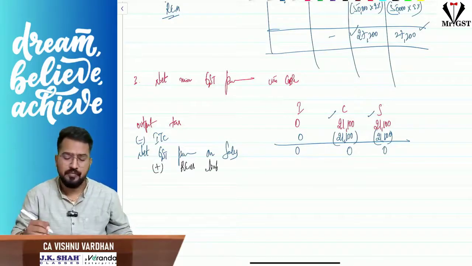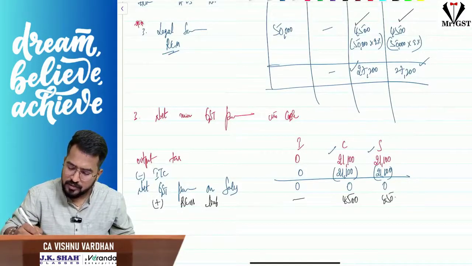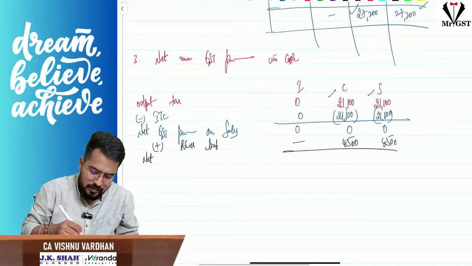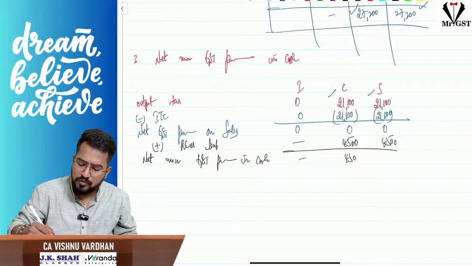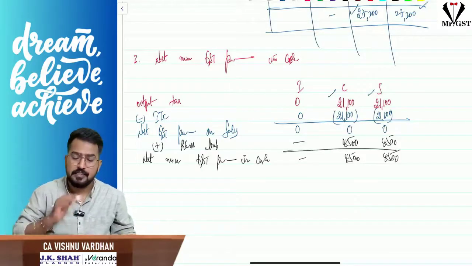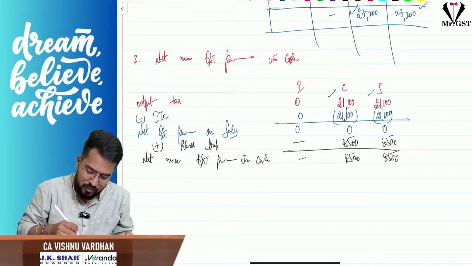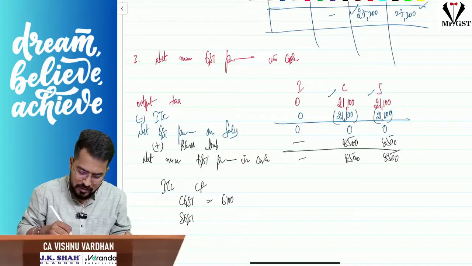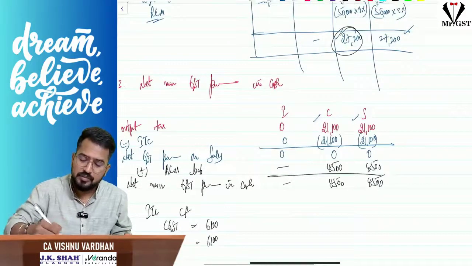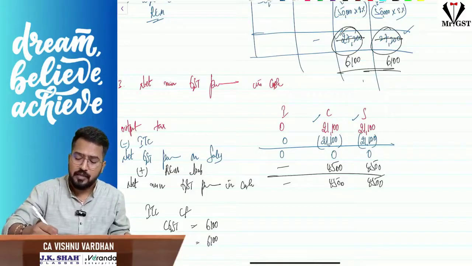That RCM liability you should add. RCM liability is 4,500 and 4,500. So that will be added to the liability finally. So the net minimum GST payable in cash will be 0, 4,500, 4,500 CGST and SGST, and ITC carry forward will be 27,200 minus 21,100. So ITC carry forward they did not ask in the question, but ITC carry forward CGST will be 6,100, SGST 6,100, because in this you have used only 21,100, 21,100. You will be having still 6,100, 6,100, which you will carry forward.